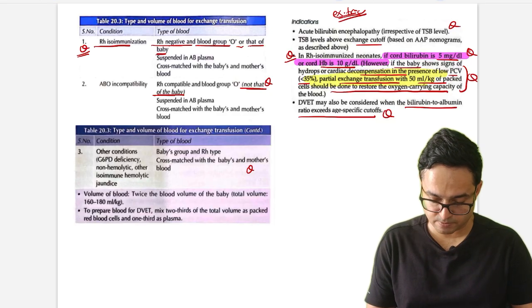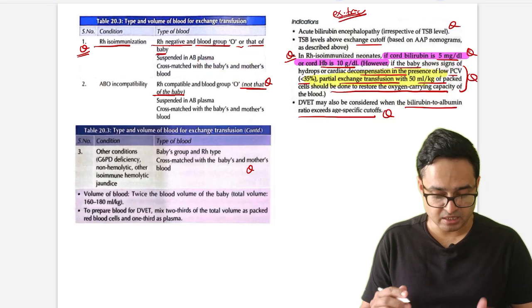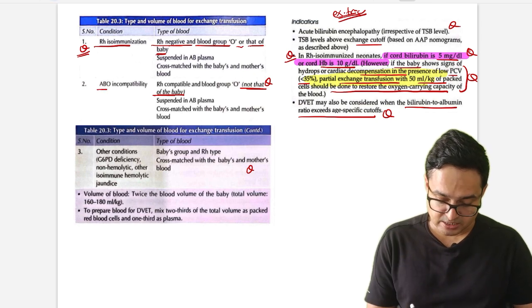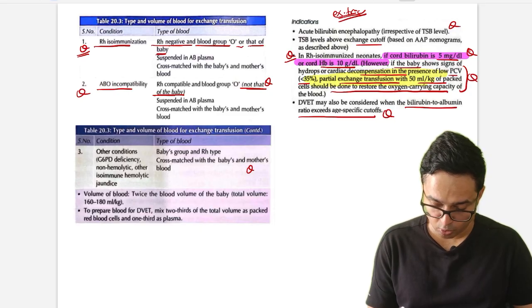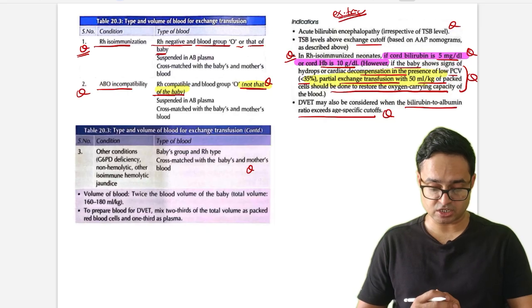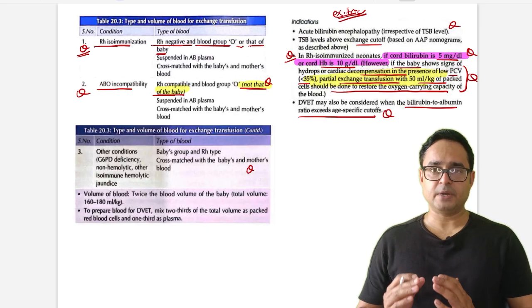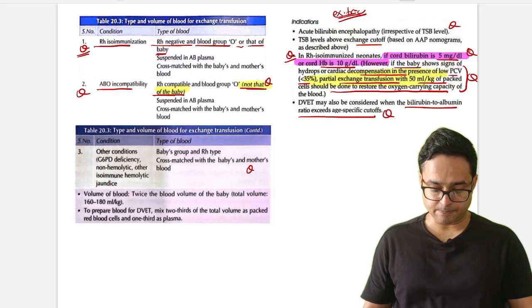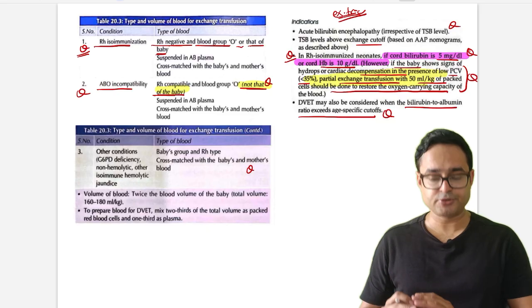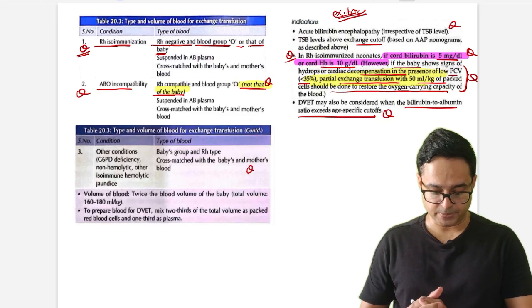Obviously, you have to cross match with the baby and mother's blood. This is important. Suspended in AB plasma. If the condition is ABO incompatibility, then Rh compatible and blood group O, not that of the baby, is very much important. The baby's blood group should not be used in ABO incompatibility exchange transfusion. The pathophysiology behind this we'll discuss in a separate video, but as of now just remember the baby's blood group is not recommended in ABO incompatibility.